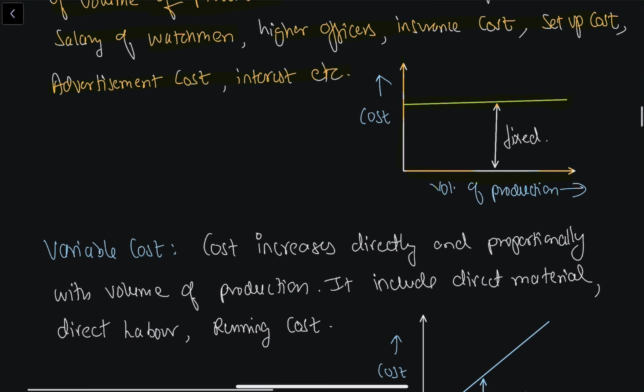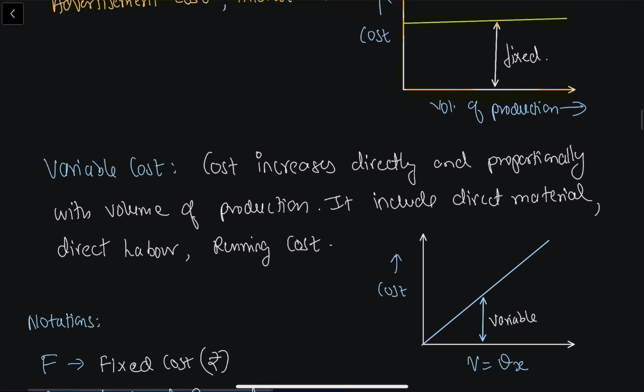But the variable cost varies directly and proportionally with the volume of production. So if my volume of production is increasing, my cost is also increasing linearly. It includes direct material cost, direct labor, and running cost. So these are variable costs, increasing linearly, and this is a variable cost basically.